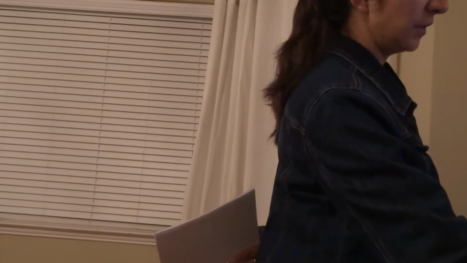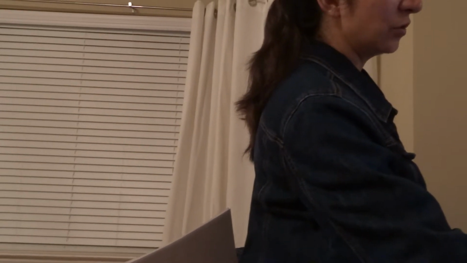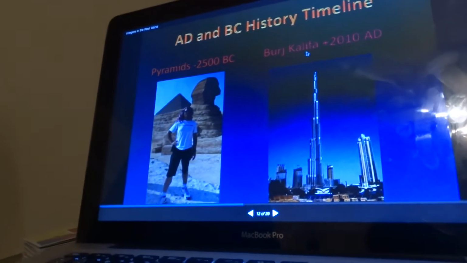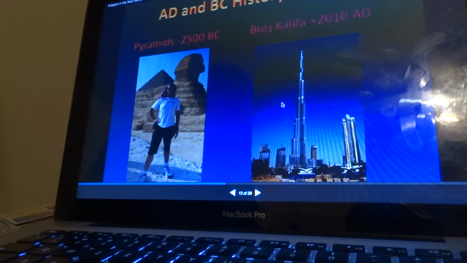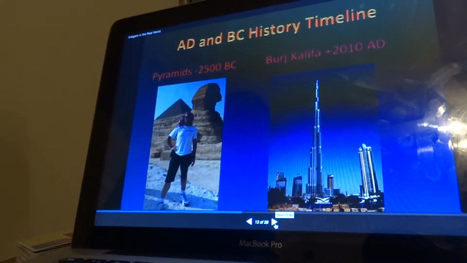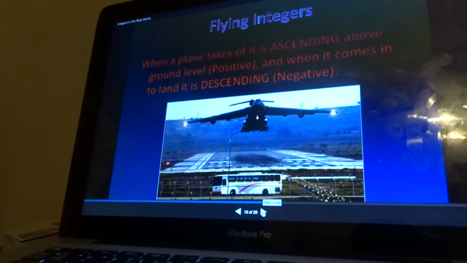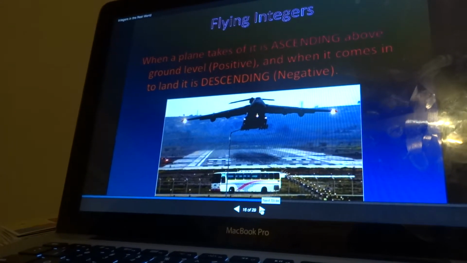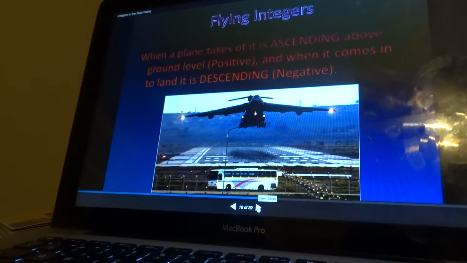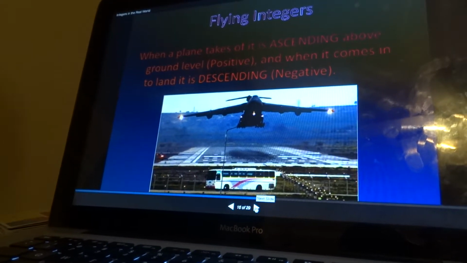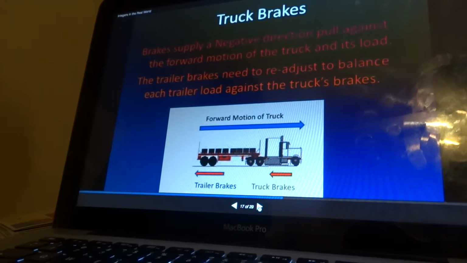Okay. Yes. Yeah, that's good. Very nice. See here also some few more examples. You can see the AD BC history timeline also. Pyramids minus 25 BC. Burj Khalifa plus 2010 AD. So the history timeline is also related to integers. And flying a plane. When a plane takes off, it is ascending above ground level, positive, and when it comes into the land, it is descending, which is negative.